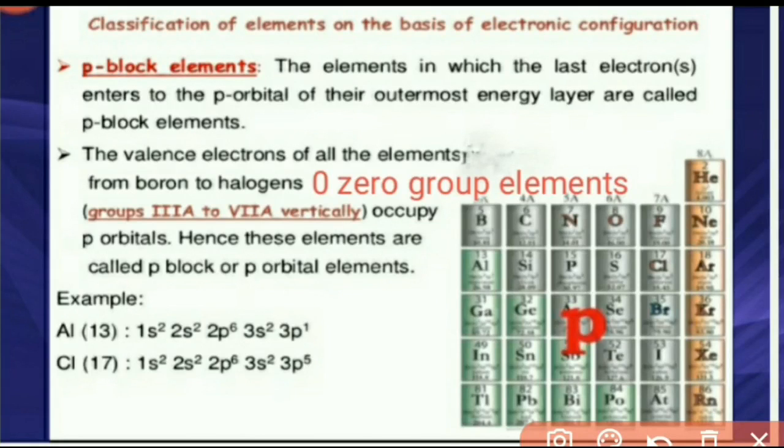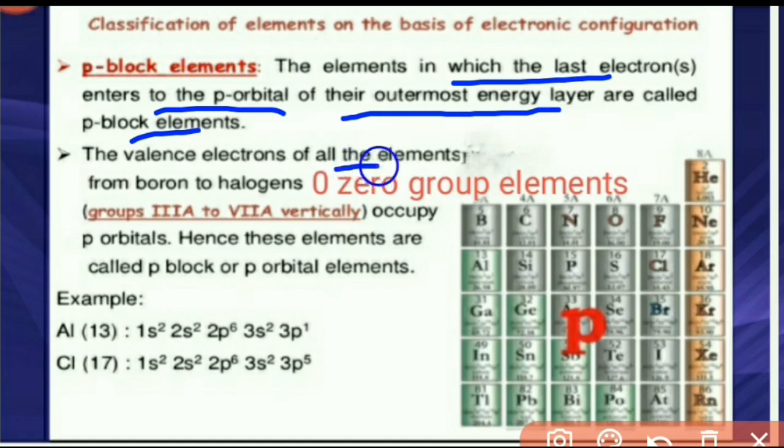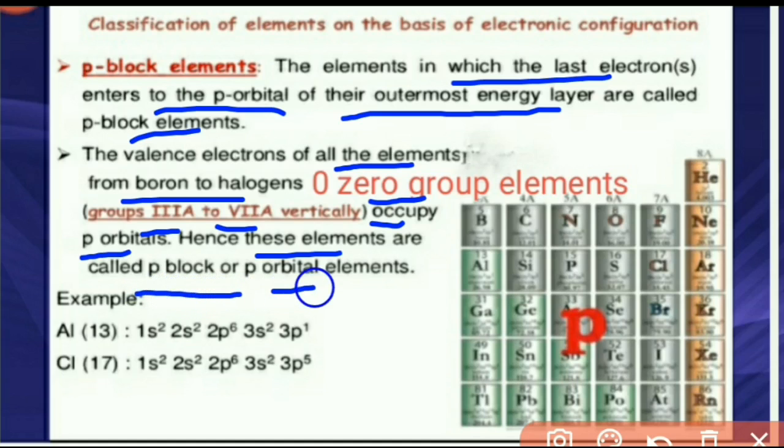P block elements are those in which the last electron enters the p orbital of their outermost energy layer. Valence electrons of all these elements, from boron to the halogens and the zero group elements, group 3A to 7A vertically and zero group, occupy p orbitals. Hence these elements are called p block or p orbital elements.